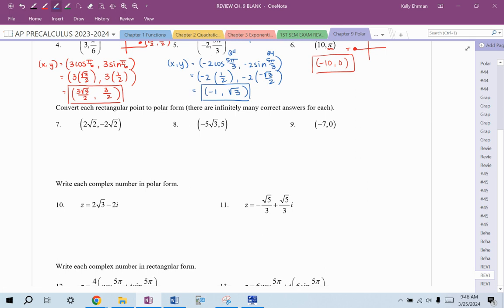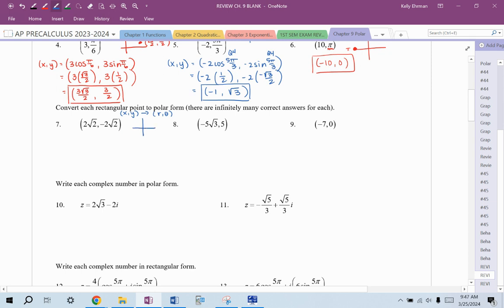For this section, we are converting each rectangular point, x y, to polar point, r theta. There are infinitely many correct answers. Again, I'm not going to prompt you with that on the test, but if we're answering in polar form, there are many ways to answer that.